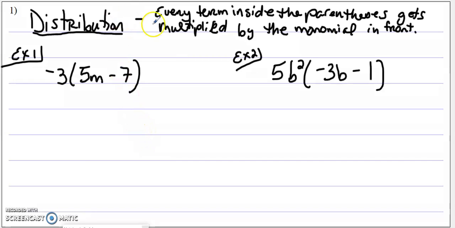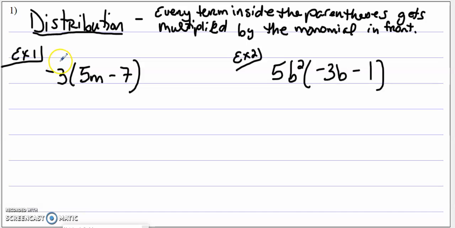Okay, distribution. It's doing exactly the same thing that we just got done doing in the last video, only we're doing it to multiple terms at the same time. So basically, distribution means that every term inside the parentheses gets multiplied by the monomial in front. It's just kind of a way of group multiplying without having to write it every single time.